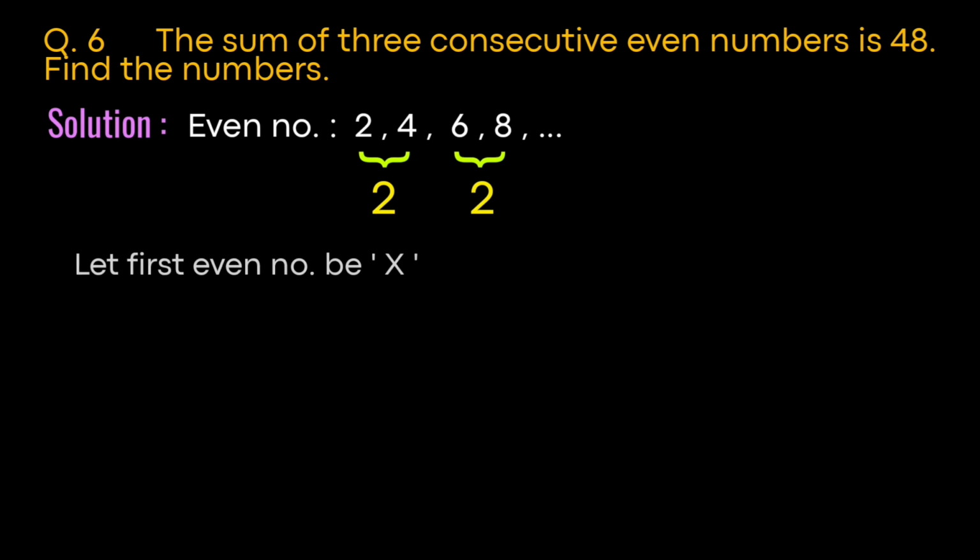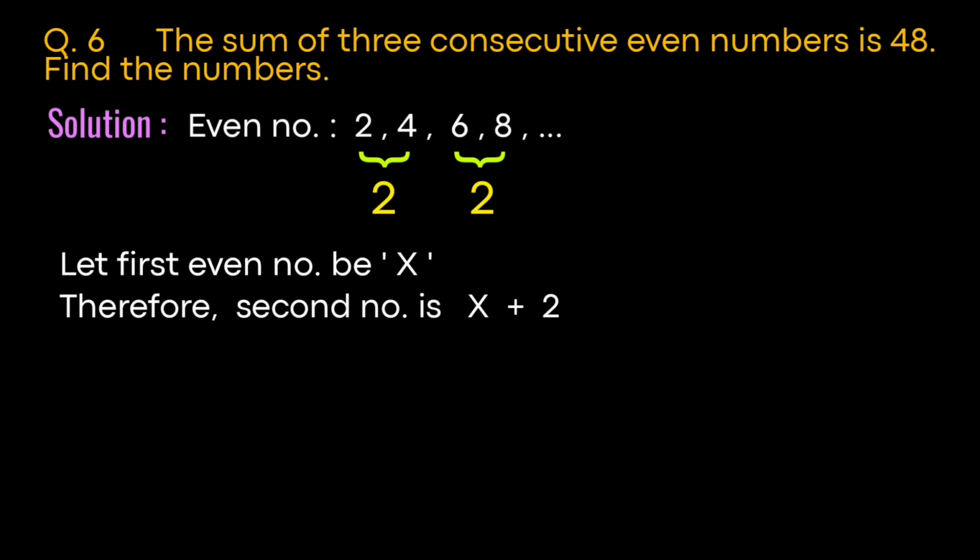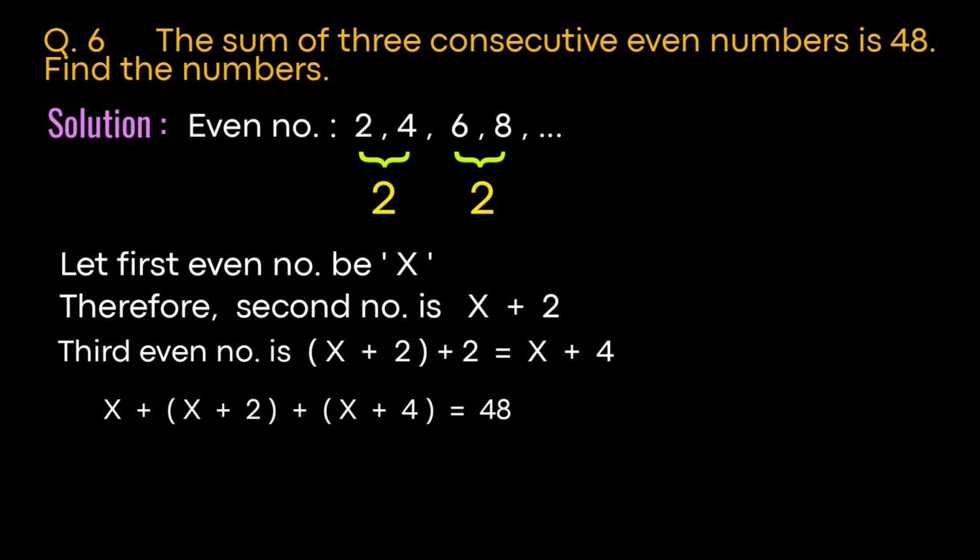So let the first number be x. Eventually the second number would be x plus 2 and the third number would be x plus 2 plus 2, that is x plus 4. Now according to the condition, the sum of these three numbers is equal to 48. That is x plus x plus 2 plus x plus 4 is equal to 48.